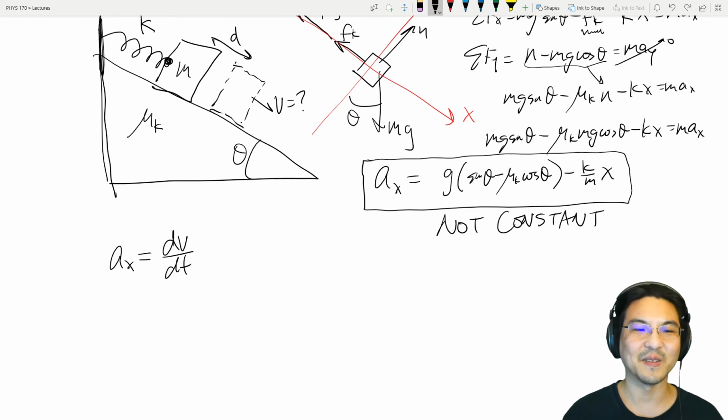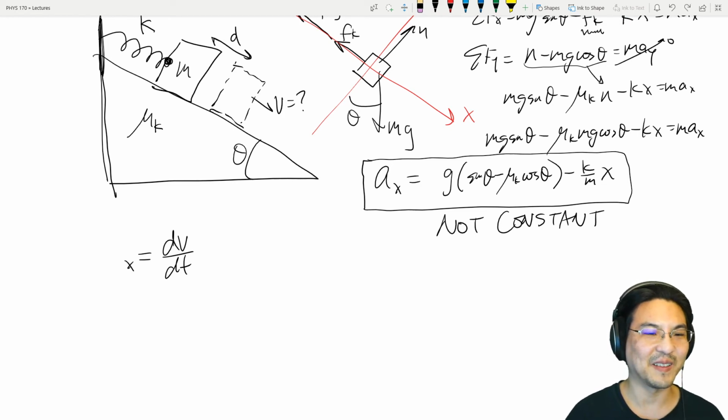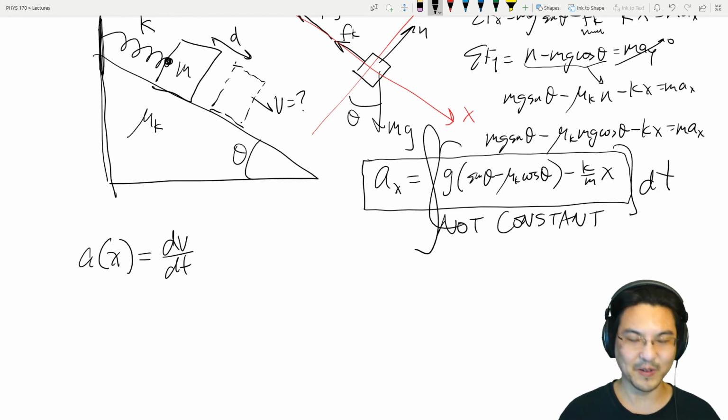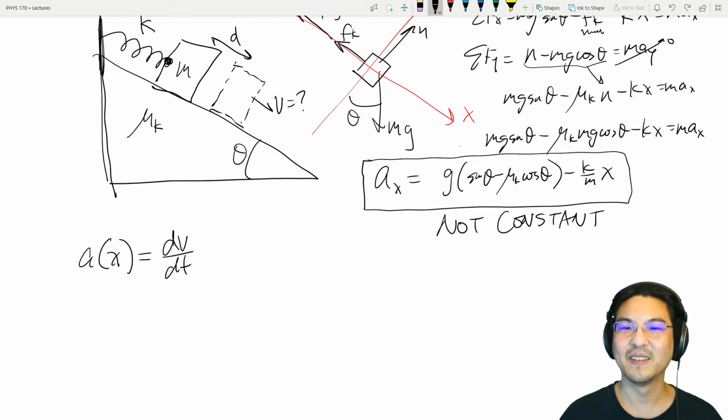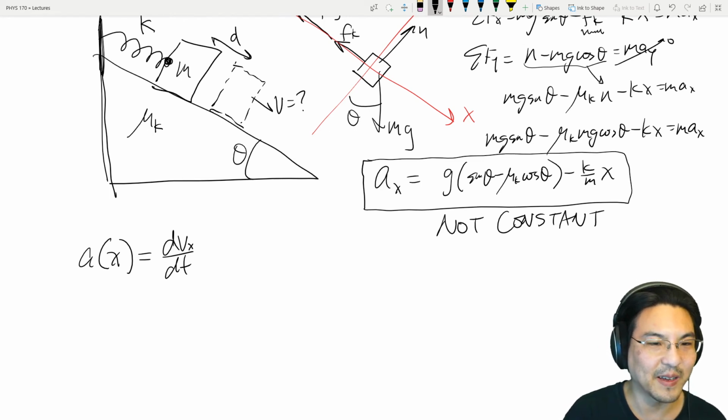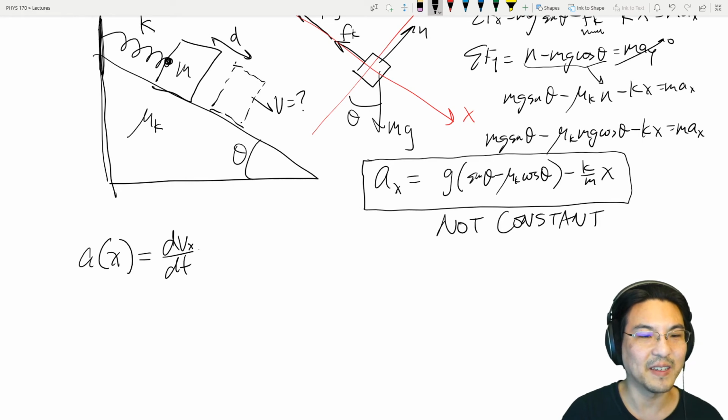Right? So I'll write it like this. Acceleration is a function of position, not time. So how do we do this? We can't integrate this like dt. It's not a function of t. So here's a trick. This is just the x component of this velocity.